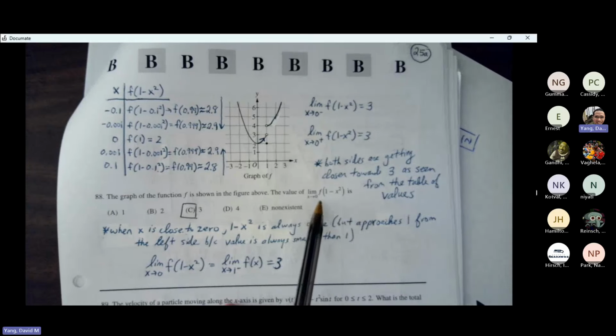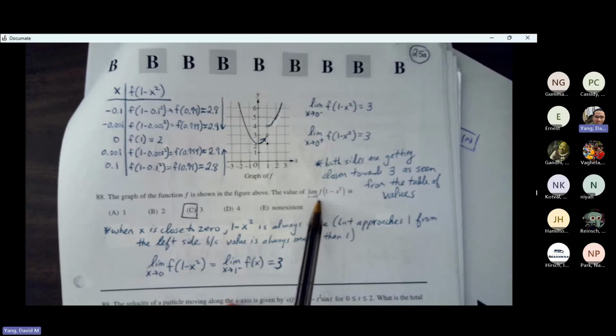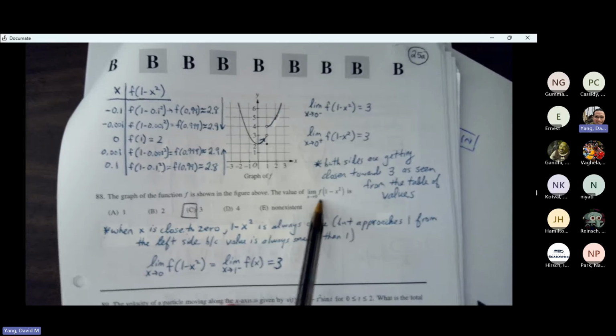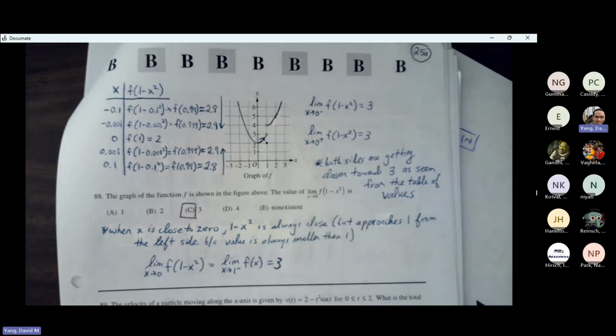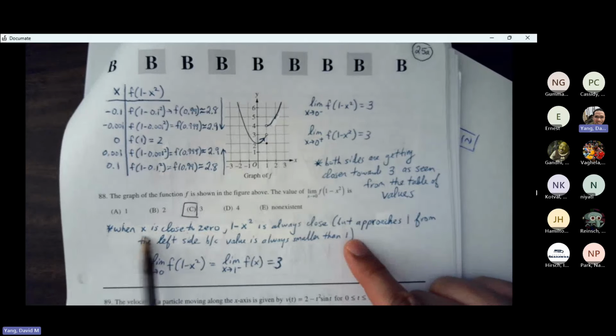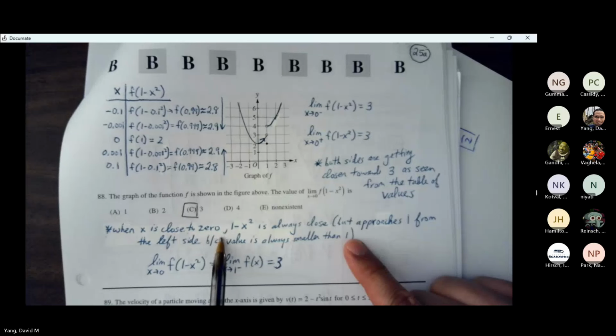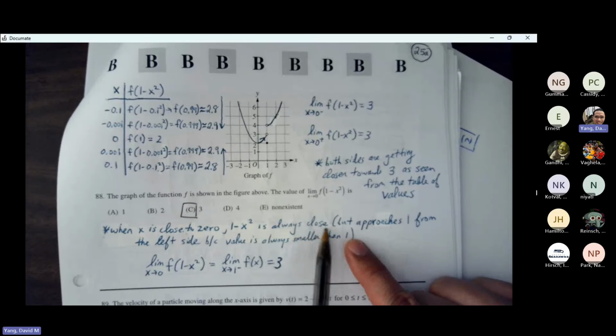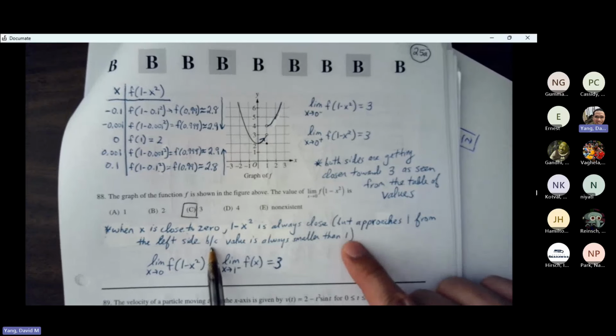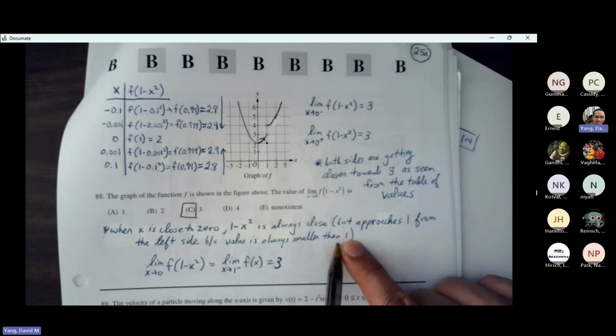So we know the limit is what happens as x approaches 0, right? What happens when x approaches 0? And is there a consistency? Is the one-sided limit in agreement? If it is, then that should be the limit. So when x is close to 0, 1 minus x squared is always close to, but approaches 1 from the left side, because the value is always smaller than 1.